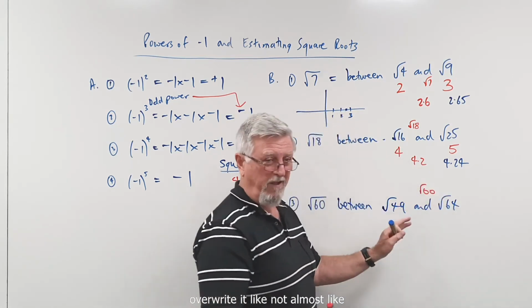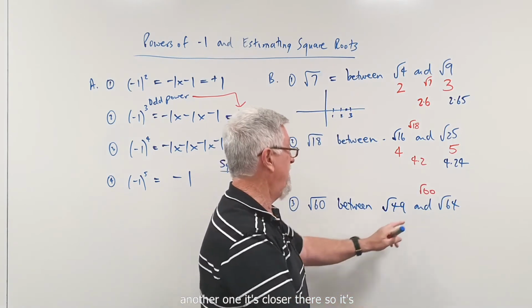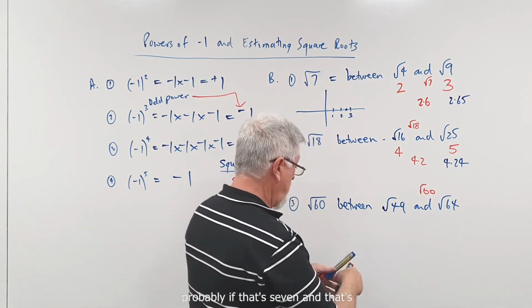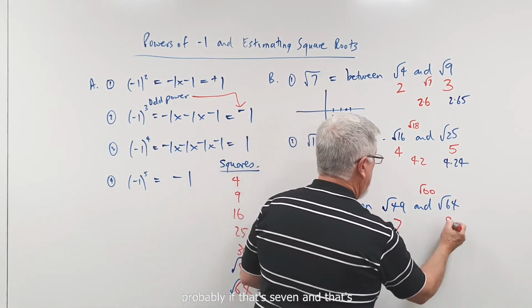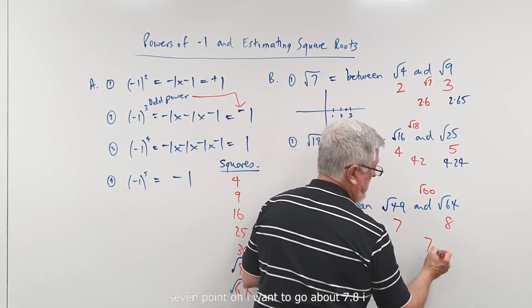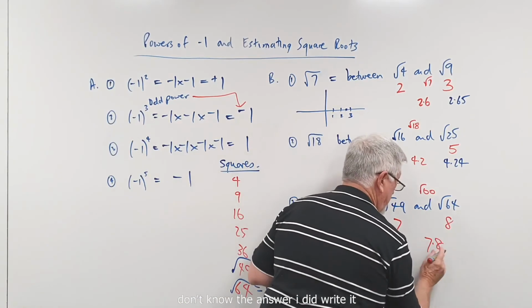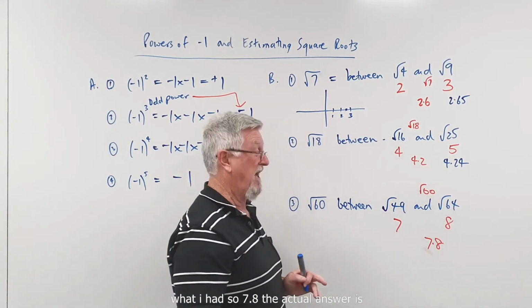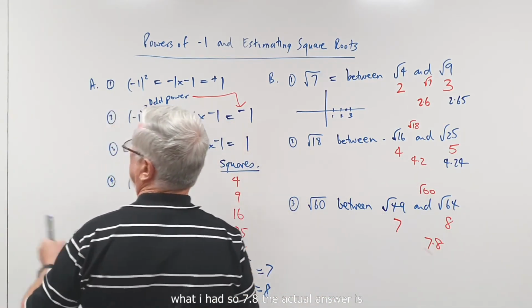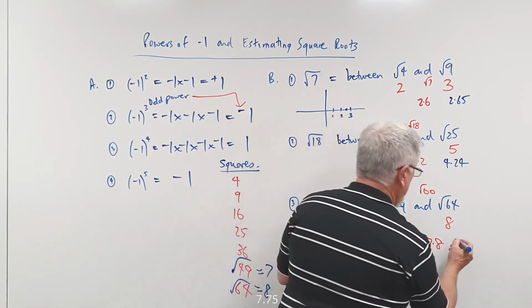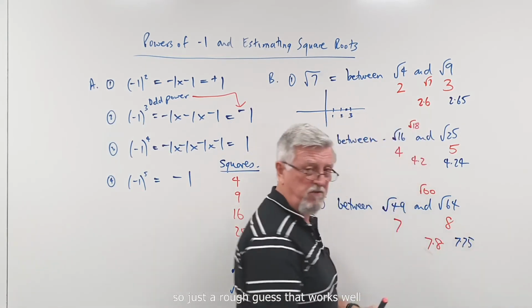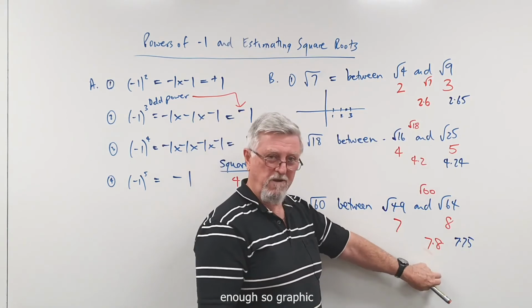Probably going to be, I even write it almost like a number line. It's closer to there. So if that's 7 and that's 8, I'm going to go, it's probably about 7.8, and I don't know the answer. I did write it down a moment ago, but I can't remember what I had. So 7.8, the actual answer is 7.75. So just a rough guess, and it works well enough for graphing.